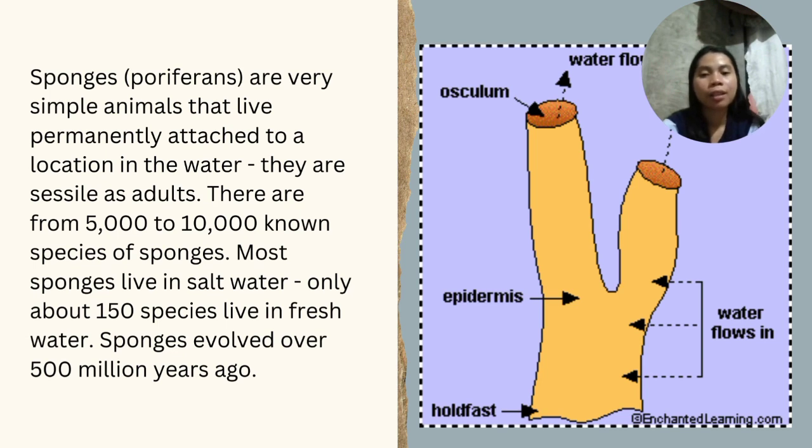And this is called the epidermis. It is the layer of cells that covers the outer surface of the sponge. And this one is called the holdfast, because it is rod-like tendrils that attach the sponge to rocks.